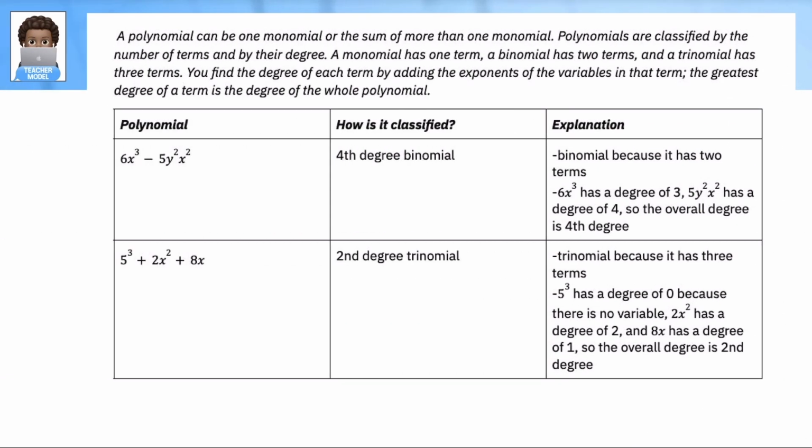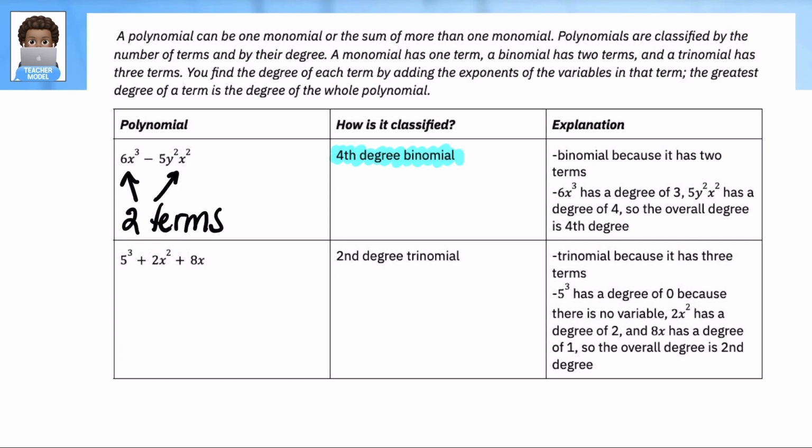All right, let's look at the degrees. I want you to read that first paragraph to yourself, and then we're going to look at how to find the actual degrees and how it's classified. All right, so in this first one, they're classifying this polynomial 6x to the third minus 5y to the second x to the second as a fourth degree binomial. So I can clearly see why it's a binomial. I could see that there are two terms. But how are you getting the fourth degree? I don't see fourth in the exponents.